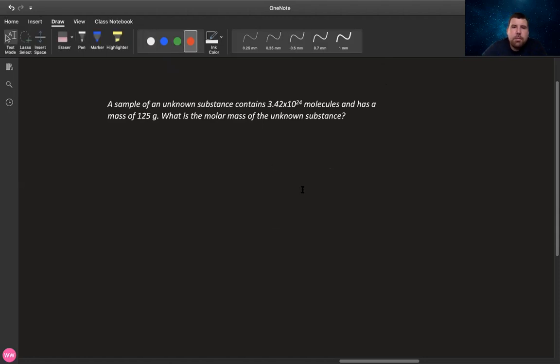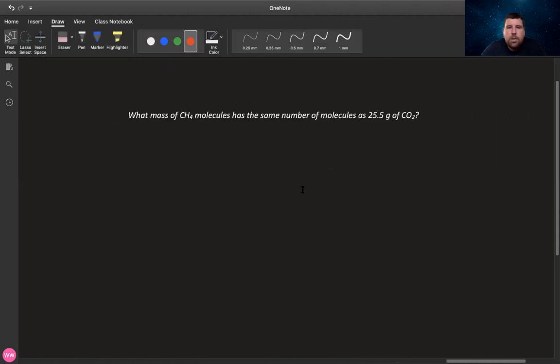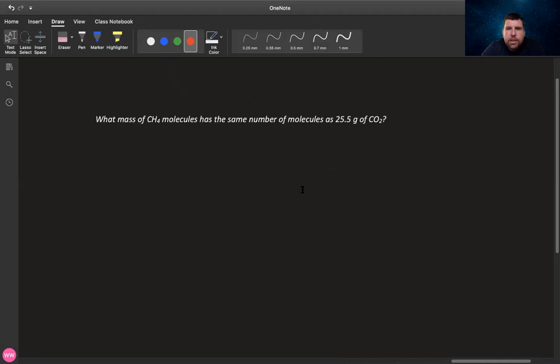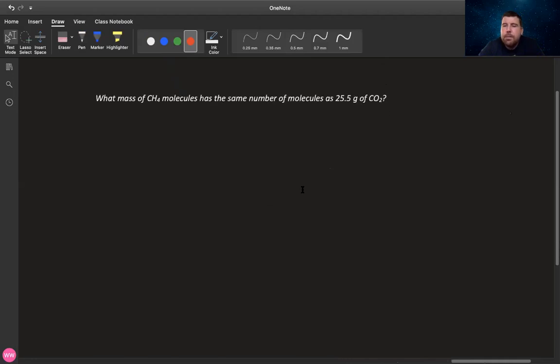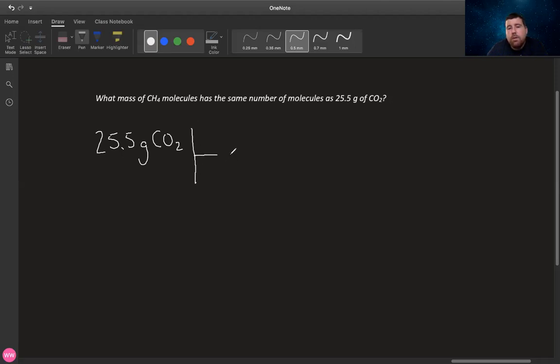We're going to do the last problem on the graphic organizer, which is this one here. It's kind of a trickier application type problem, really making sure we understand what the concept of moles means. So what mass of CH4 molecules has the same number of molecules as 25.5 grams of CO2? So a good starting point for this problem would be to figure out how many molecules of CO2 I have. And the only way I can do that is by converting 25.5 grams of CO2 to moles.